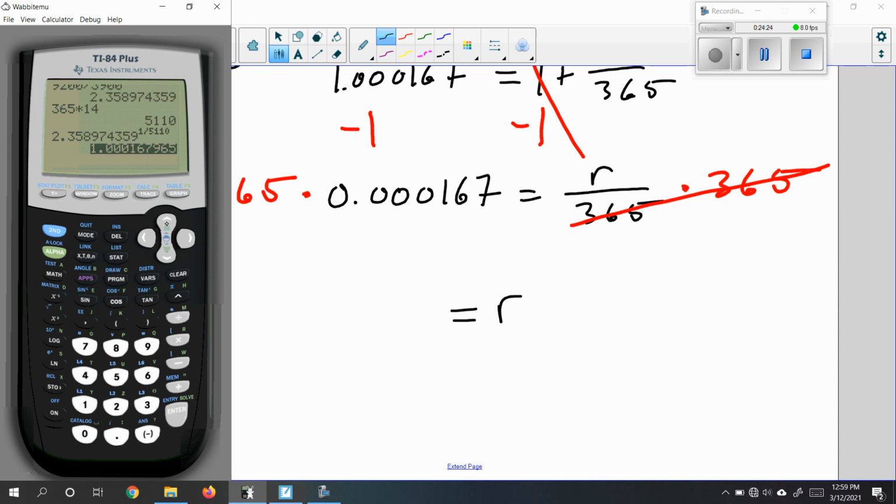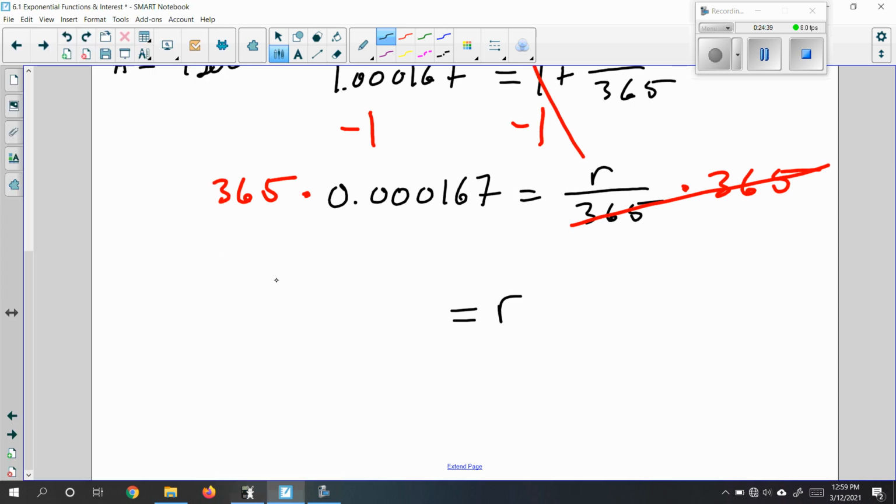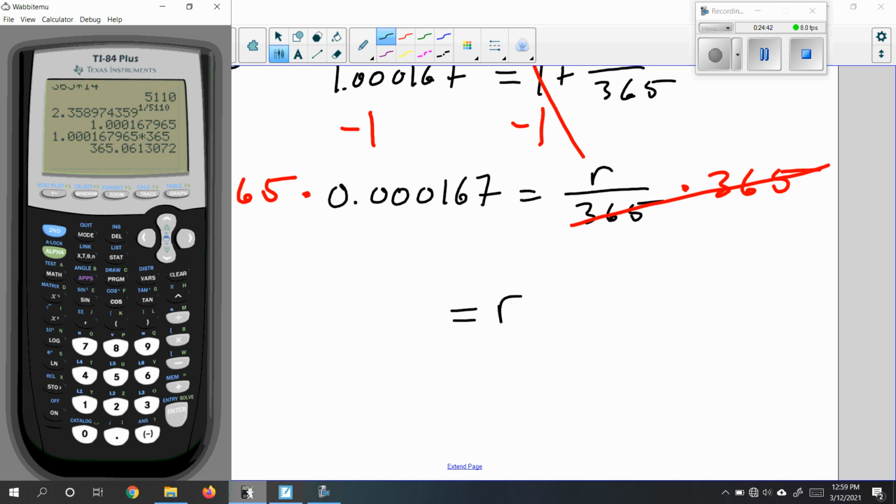Now you'll notice I'm not rounding each time. I go up in my calculator, press enter to get this whole number. I'm going to multiply this by 365. So this is a very large percentage. Oops, nope, that's not right. I forgot to subtract the 1. So let's subtract the 1. That makes much more sense. There we go.